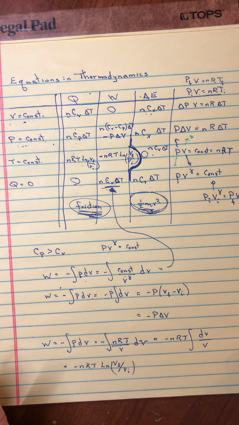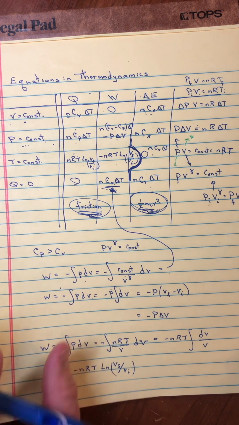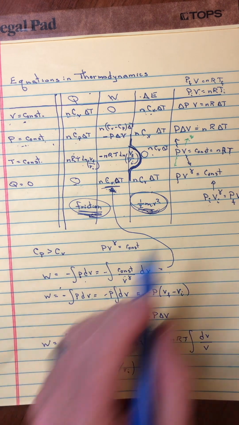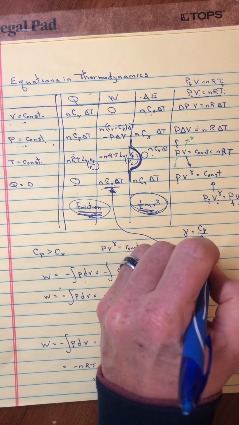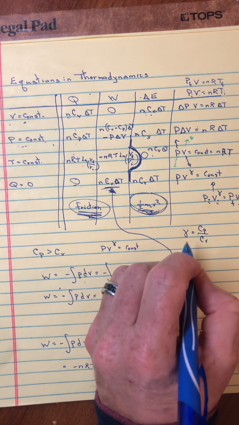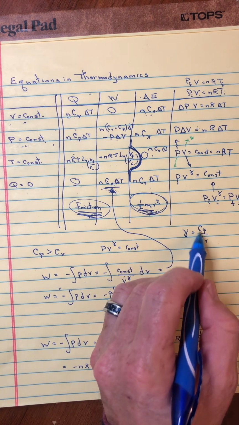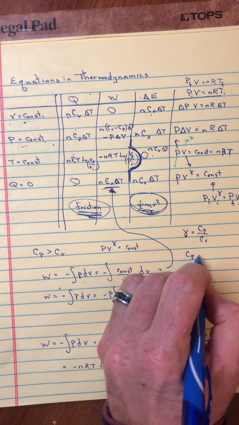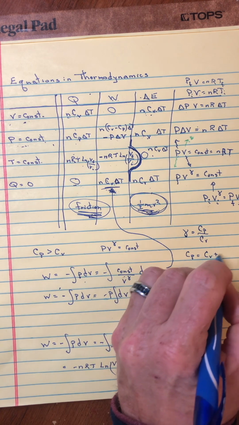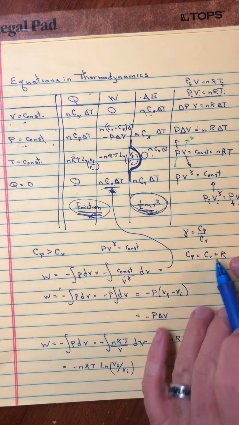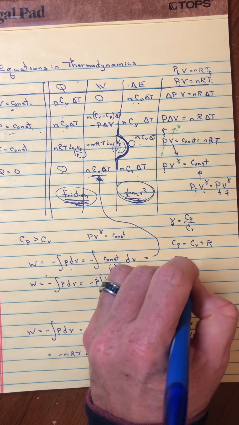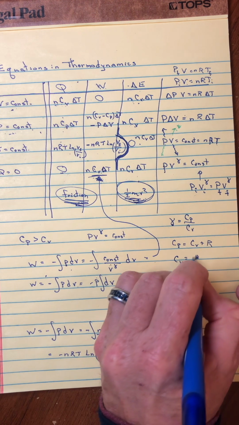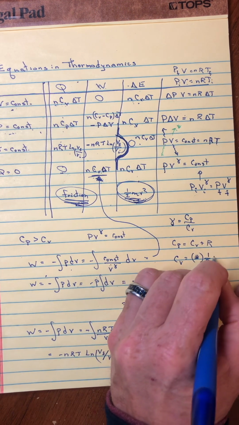Maybe one more comment should be made, or maybe two. First one being about gamma. Gamma is the CP over CV. And in order to get gamma, you get it from CP and CV. But the way you get CP is you get that from CV. You take CV and you add an R to it. And the way you get CV is you do the number of degrees of freedom and you multiply by 1/2 R.